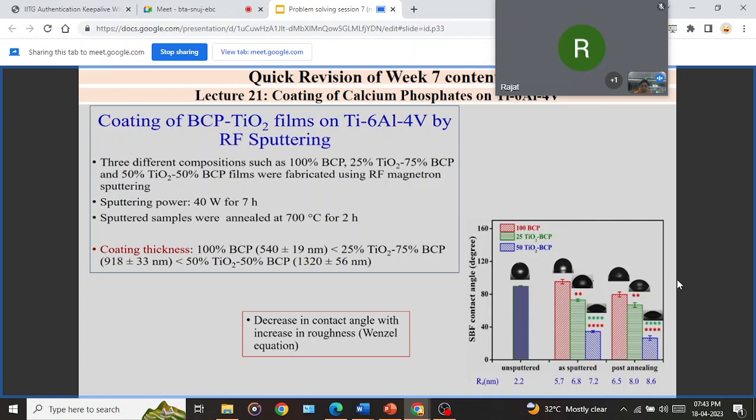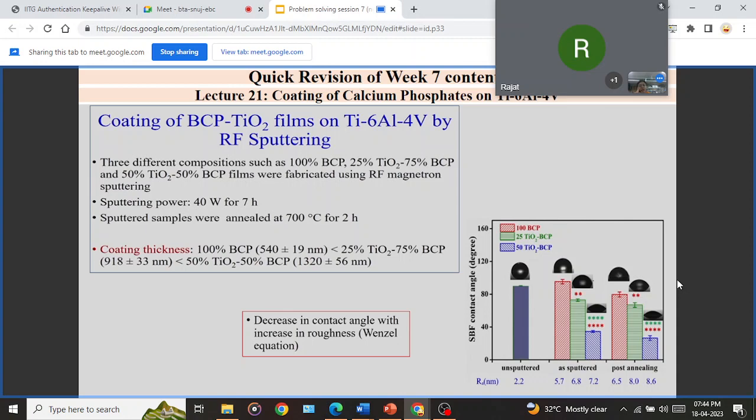Whereas in case of 100% BCP coated surface, it was 540 nanometer. So you can see the difference in the coating thickness depends upon the composition of the modifying surfaces, right? So similarly, the contact angle can also be studied. So this contact angle, you can compare using the Wenzel equation.